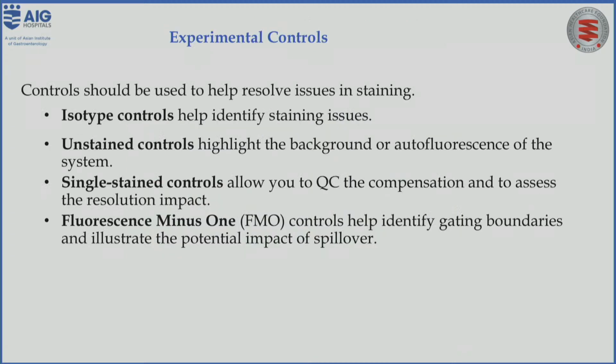In the experimental controls, we have to use proper controls which will help us resolve issues in staining, like isotype controls, which help in identifying staining issues, unstained controls, which highlight the background or autofluorescence of the system, single stain controls, which allow you to perform quality control of the compensation and assess the resolution impact, and fluorescence minus one (FMO) controls, which help in identifying the gating boundaries and illustrate the potential impact of the spillover.